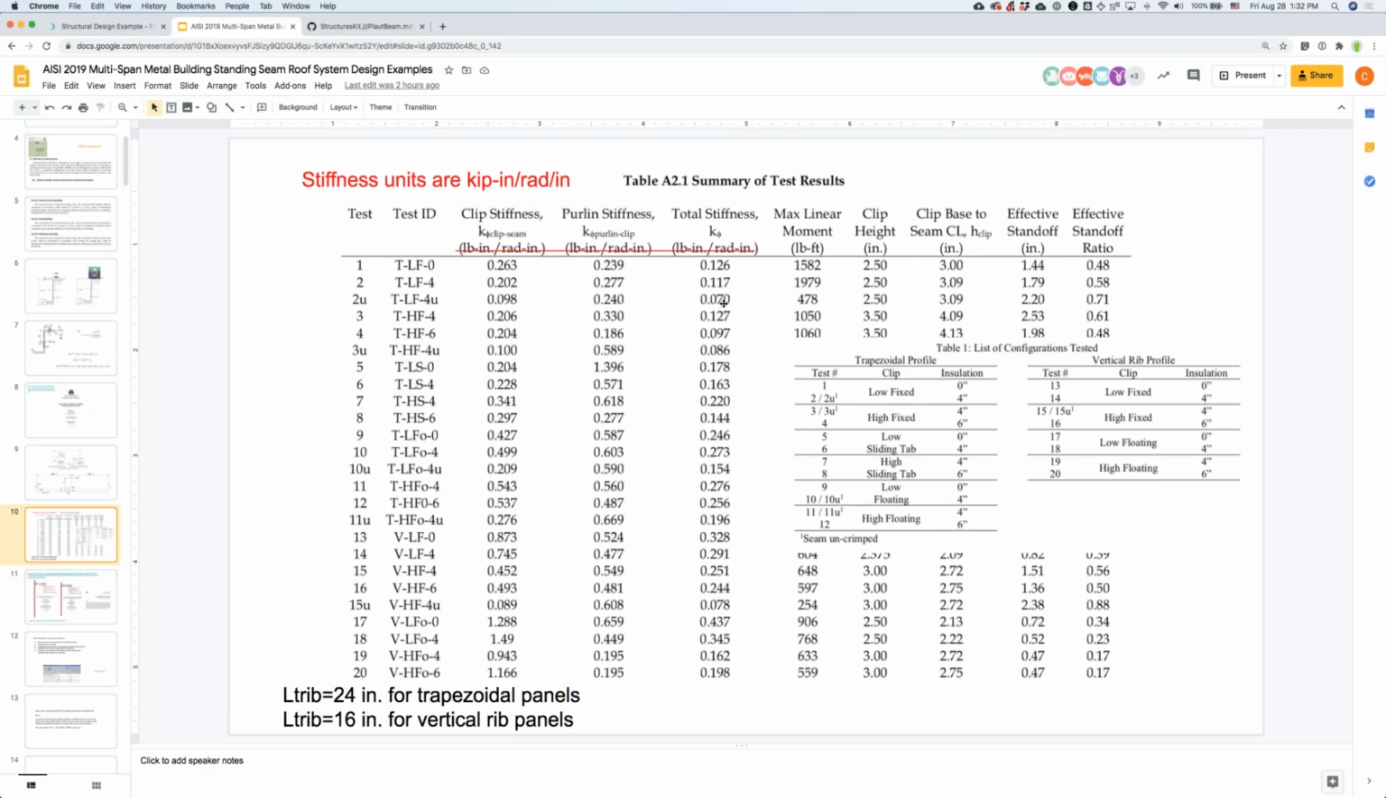So you can either pull this type of data from existing reports, or if you're a roof manufacturer, you can set up your own tests and get your own values for this and use them in a framework like I'm showing now.